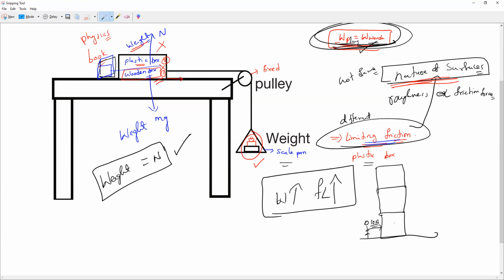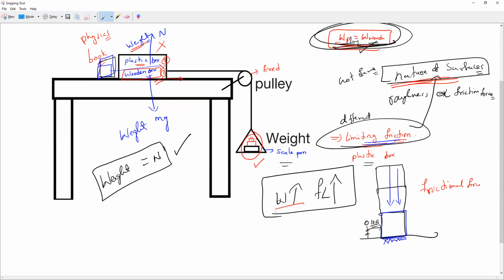Very simple. If I place only one book or one object, the interlocking is normal. Am I right or wrong, everyone? If I apply more weight on it, then the interlocking will be stronger. If the interlocking is increasing, then what will happen? Frictional force also increases. Everybody clear?